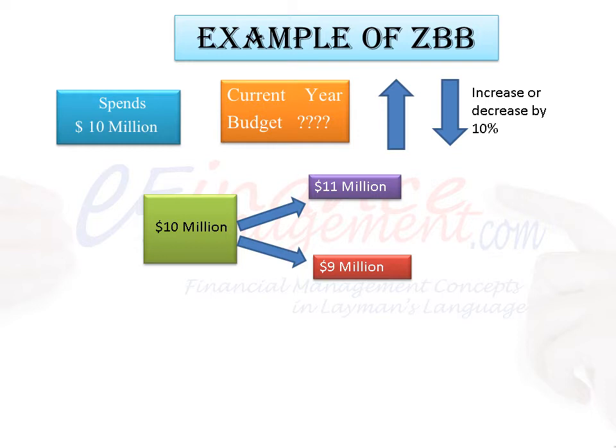2. The senior management of the company may decide to give the department the same amount as it got in the previous year, without hiring more people in the department or increasing the production, etc. This way, the department ends up getting $10 million.